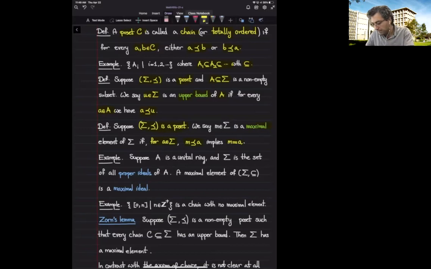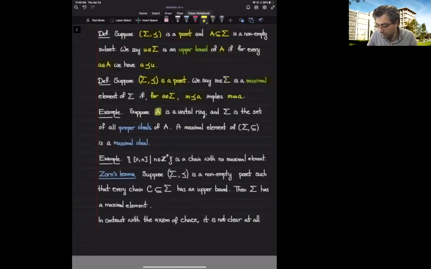In fact, if I give you a unital ring and I let sigma be the set of all proper ideals of the ring capital A, then sigma in inclusion forms a poset, and a maximal element of this poset is precisely the set of maximal ideals. Because an element inside sigma is maximal if there is nothing on top of this.